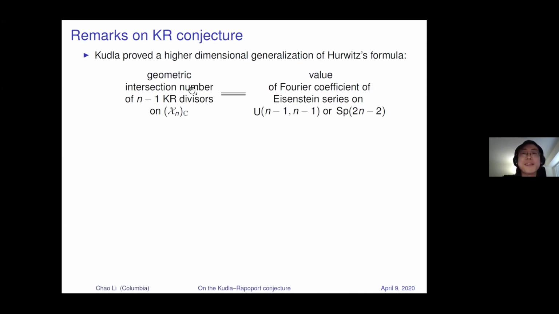Okay, and in fact, that's a theorem of Kudla proved in the 90s. So it should be viewed as a higher dimensional generalization of the Hurwitz formula.